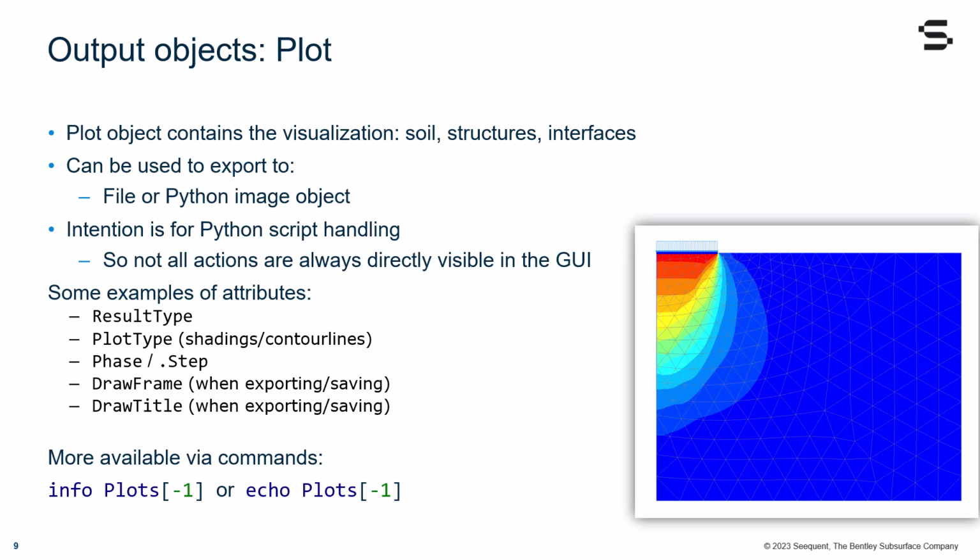Some examples of attributes are result type, plot type for shadings and contour lines, phase and step, draw frame, draw title, especially when exporting and saving the plot. More available attributes can be found via the commands info plots -1 or echo plots -1.